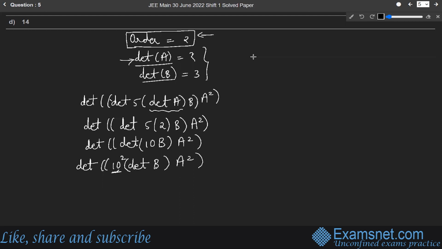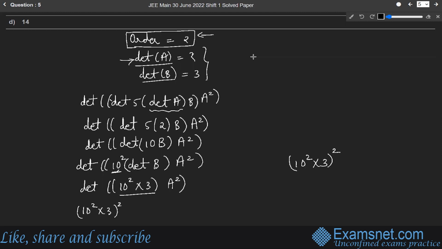Now we have the value of determinant of B. What is the value? 3. So let us keep it. It will be determinant of 10 square into 3 and then we have A square. Now let us do one thing. Let us take the constant outside. What are the constants here? 10 square into 3. Again, when we take 10 square into 3 outside, it will be 10 square into 3 whole square just because the order is 2. All right. So it will be 10 square into 3 whole square.